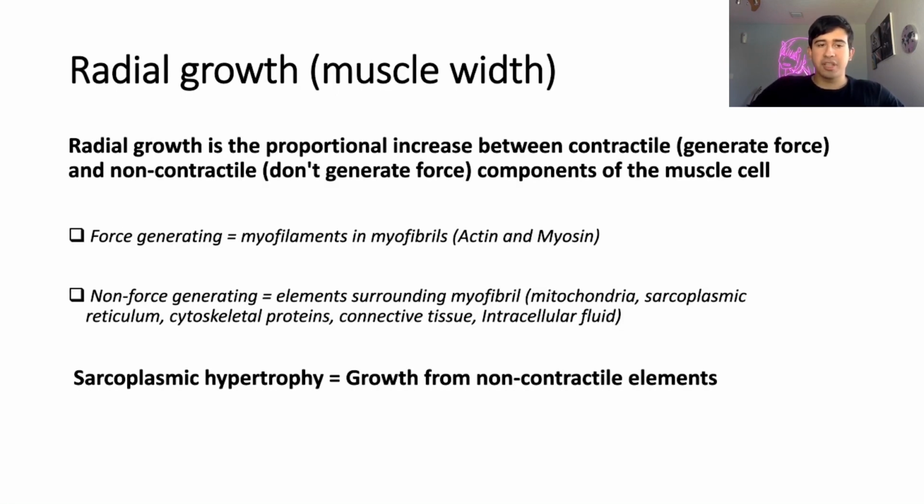Now, the first type of growth is radial growth, which is basically muscle width, right? How thick the muscle is. Well, radial growth is the proportional increase between the contractile and non-contractile components of the muscle cell. The contractile ones are the ones that generate force, non-contractile are the ones that don't generate force. So what's the difference? Well, the force-generating elements or components are the myofilaments in the myofibrils, right? The actin and myosin, for example.